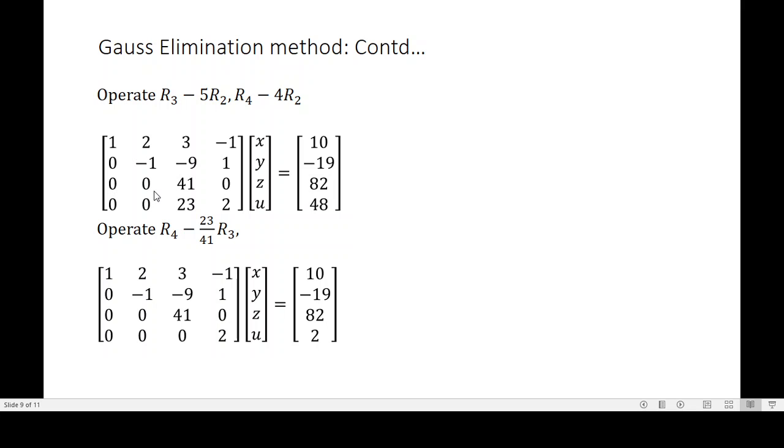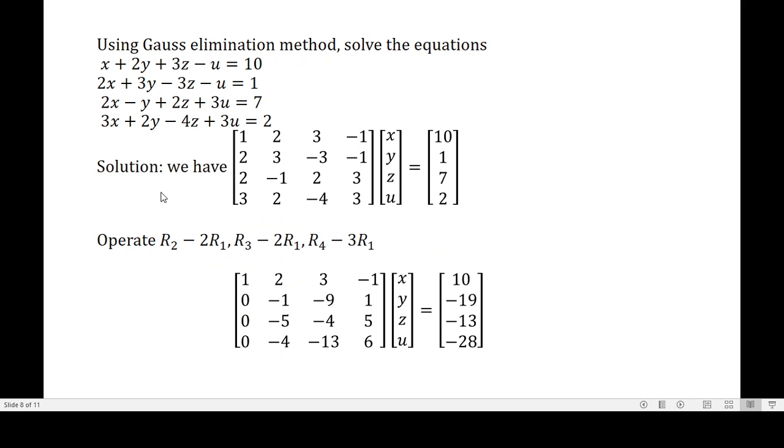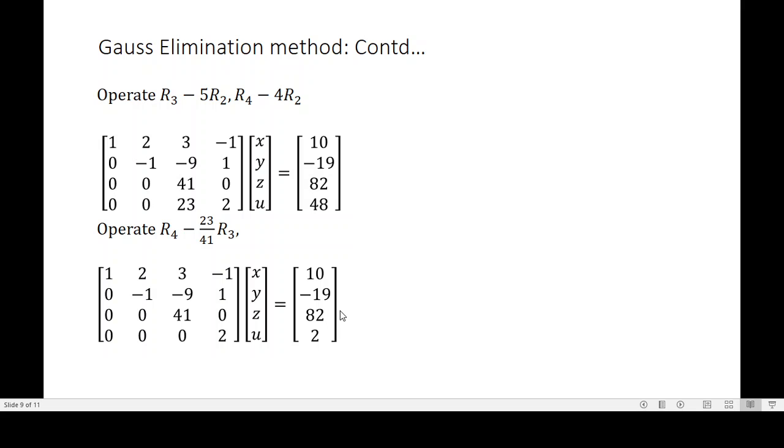This is equal to 0. Your operation is R3 minus 5R2. So this element is 0. Now consider the next element. Next element is minus 4 plus 45, which is equal to 41.